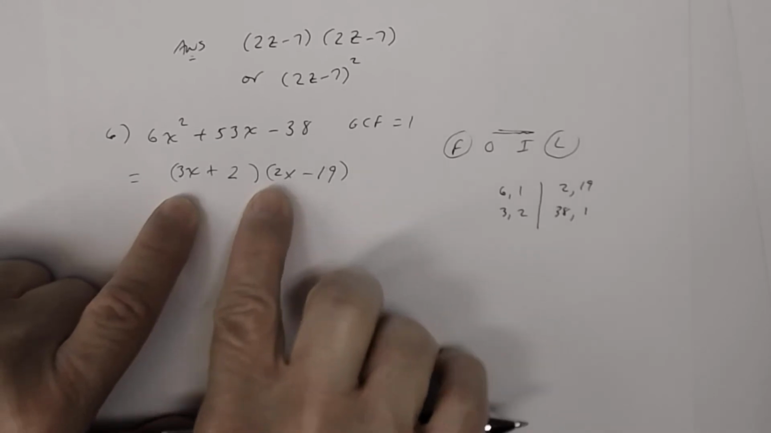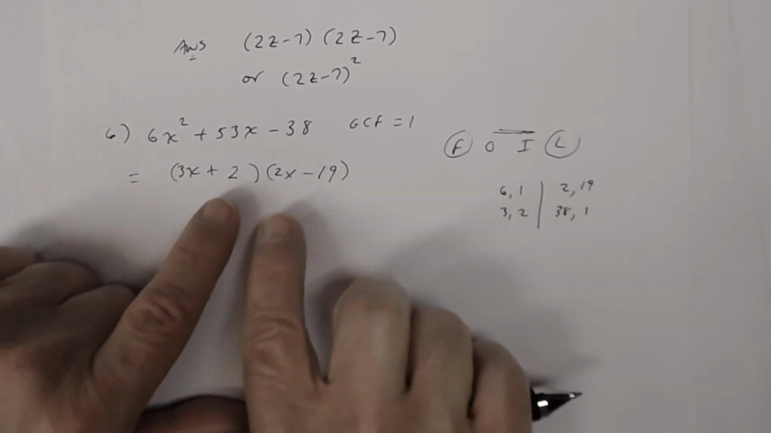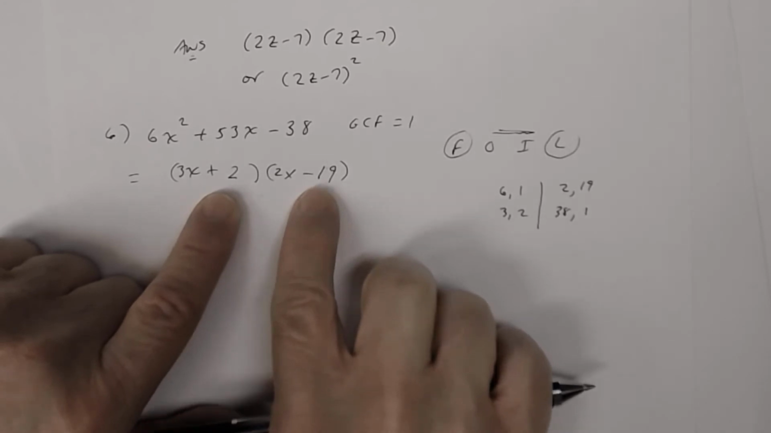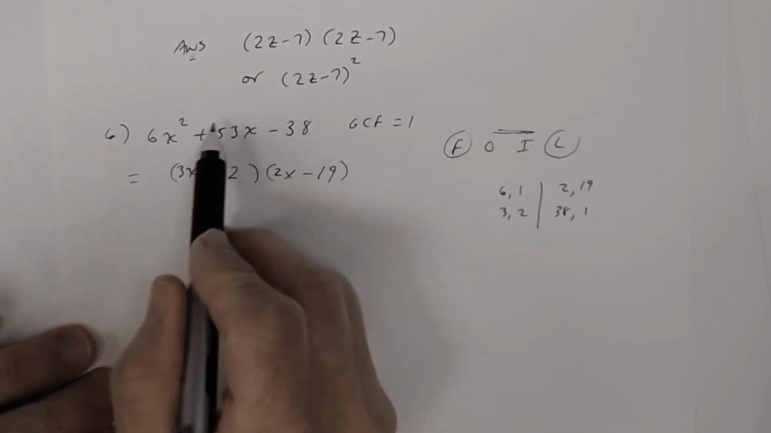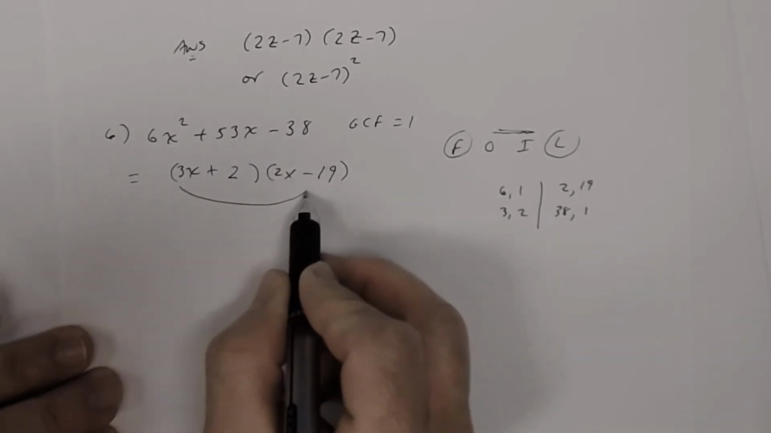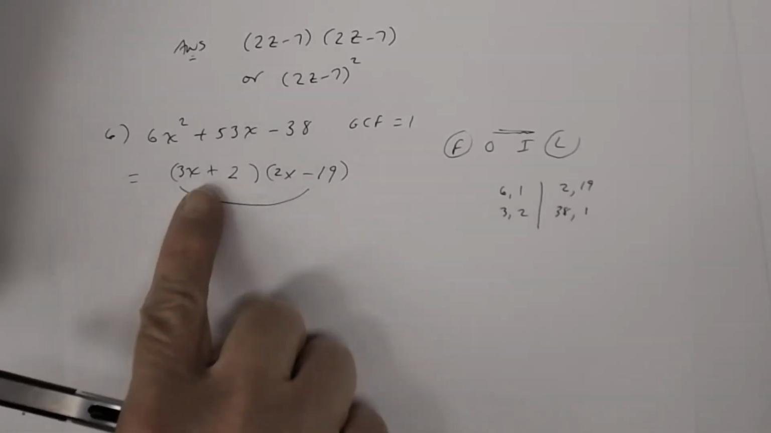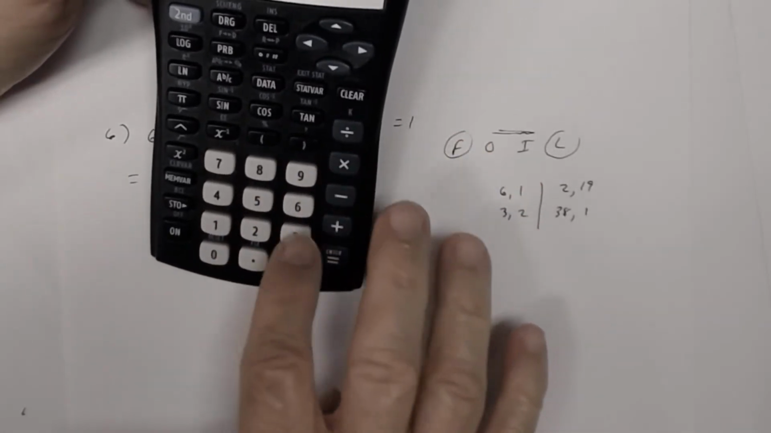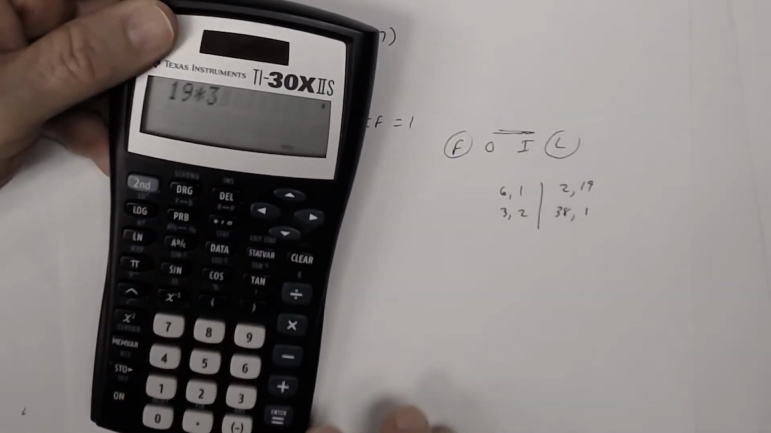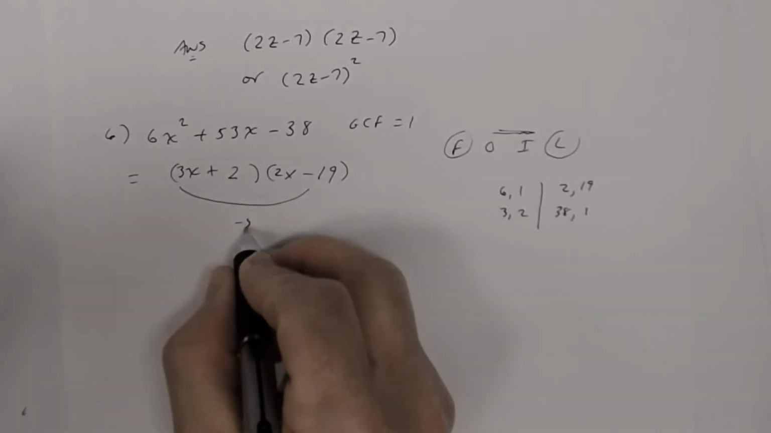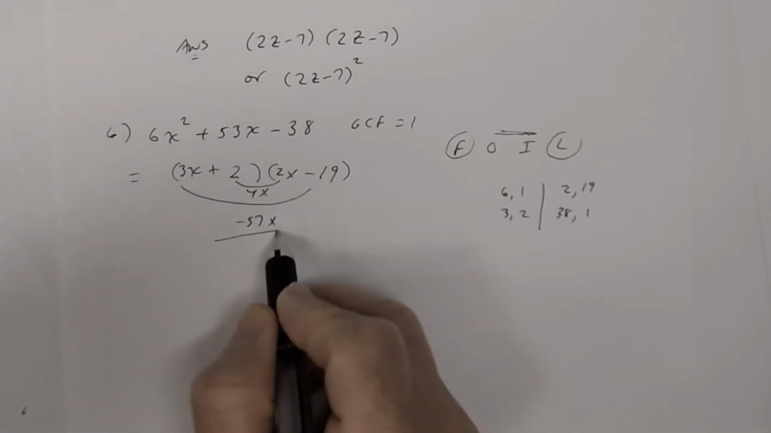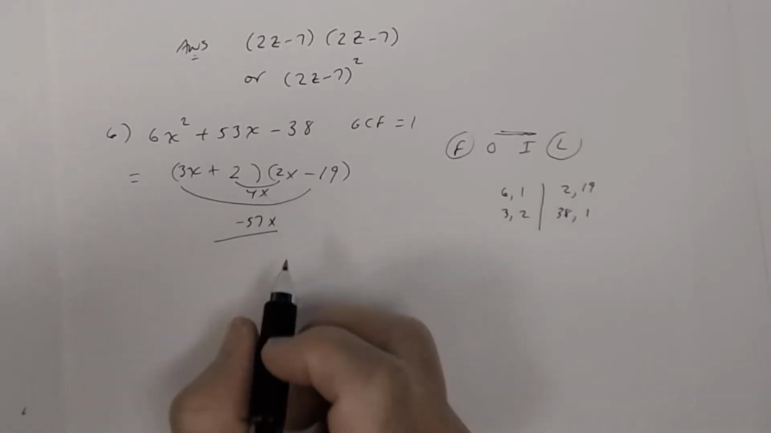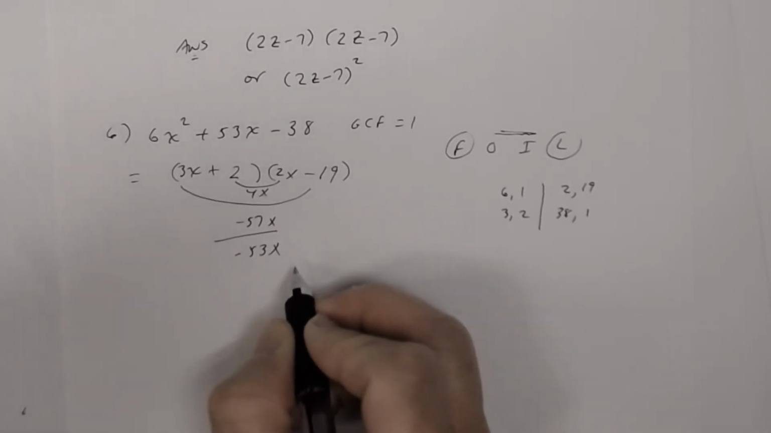So 3x times 2x is 6x squared. L, a positive 2 times a negative 19 is a negative 38. Now let's do the outer and inner, because I need to make sure I get that positive 53. Use your calculator if you need to. So 3x times negative 19 will be a negative 19 times 3. 19 times 3 is 57. So that's a negative 57x, right? The inner, 2 times 2x is 4x. And when I add these up, a negative 57x and a positive 4x, that's a negative 53x.